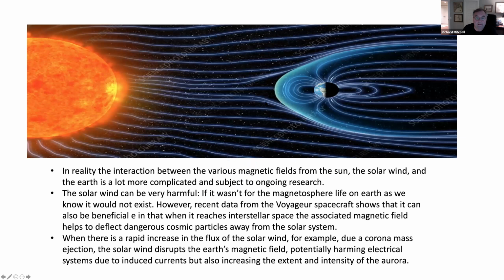And there's a diagram here showing the interaction of the solar wind with the Earth's magnetic field, which is actually, in practice, of course, a lot more complicated than that rather simplistic explanation I gave, but the basic principle is the same. And as Michael pointed out, the solar wind would be very harmful to life on Earth. And in fact, if we didn't have the magnetosphere, we wouldn't be here.